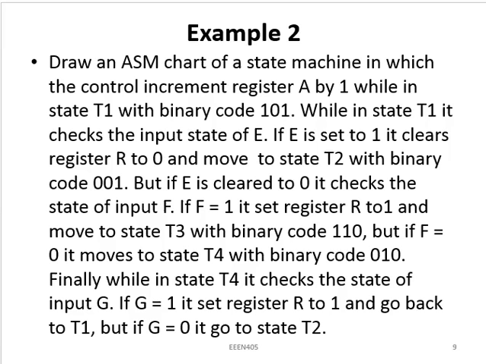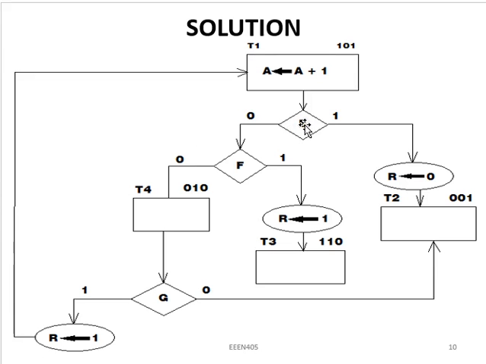So after that, what will happen? While in state T1 with this binary code, it will check the input state of E condition. If E is equal to 1, it clears R to 0 and moves to T2. That is, this is my condition box. When this E is equal to 1, it will clear this register R to 0. We use a conditional oval box, and it will move to T2 with the binary code 001.